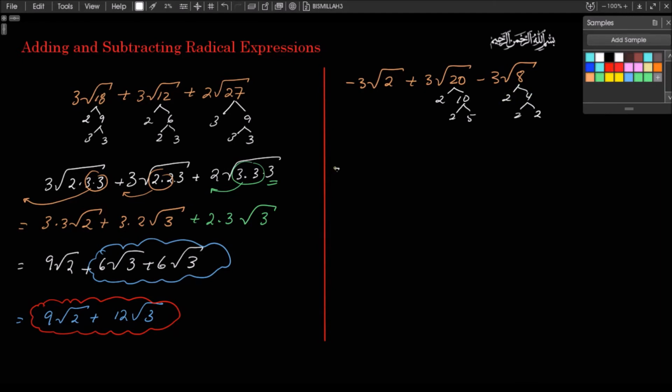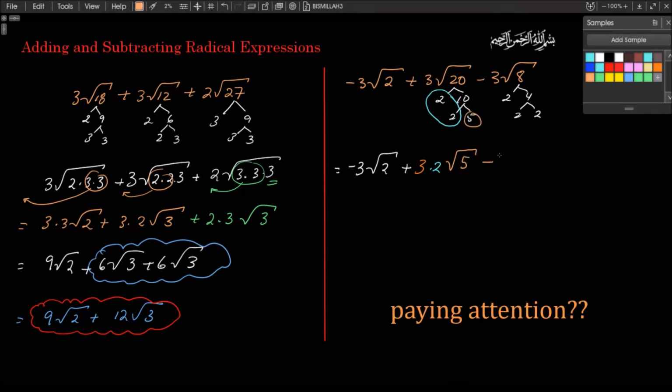So in simplifying this, we can't simplify the first term at all. That's negative 3 times the square root of 2. And the second term becomes the following. So you can take these two out. Those are 2 slices of bread. They come out as one sandwich, right? So that becomes 3 times 2. And then what remains inside is this 5 over here. And negative 3. And again, these two will come out. That's negative 3 times 2. And what will remain inside is this 2 over here.